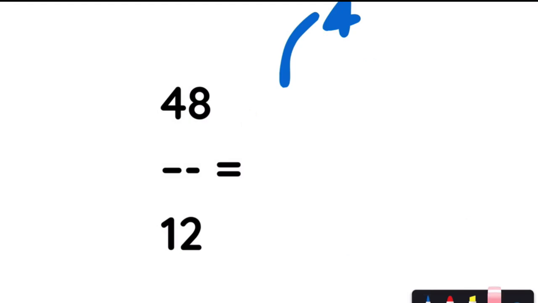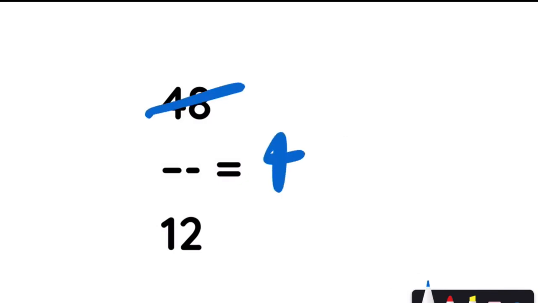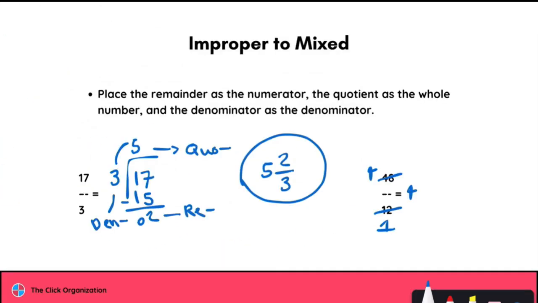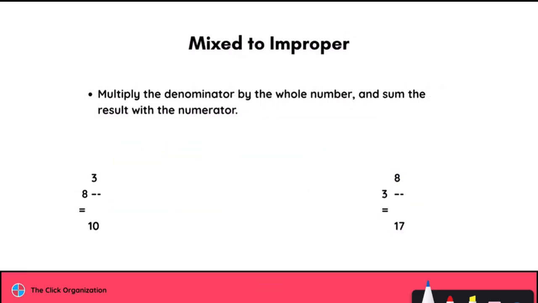So 4. You know why? Because this is a complete division, and this exactly equals 4. So I don't need any fraction in here. So yeah, this was improper to mixed fraction. The second part, mixed to improper fraction.